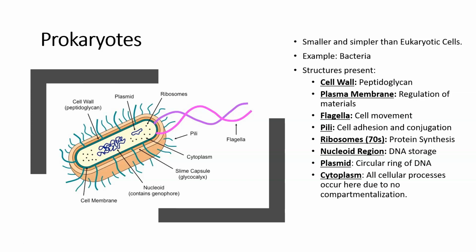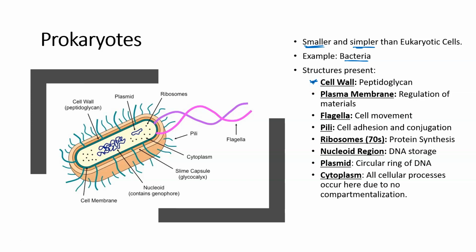Remember, prokaryotic cells are cells that are pre-nucleus in structure. They do not have a nucleus. In fact, they are much smaller and simpler all around than the eukaryotic cells. An example of a prokaryotic cell would be bacteria. Prokaryotic cells only have very specific simplified structures. The structures that will typically always be present within a bacteria prokaryotic cell would be the cell wall.